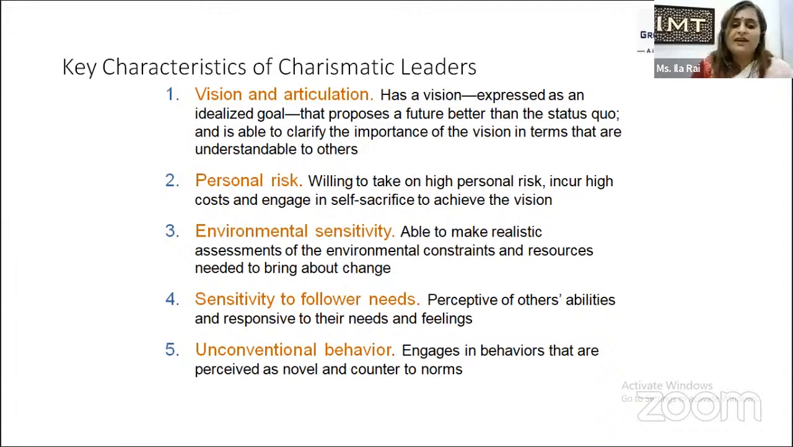They know what the environmental constraints are. They know the requirement of resources needed to bring the change, and they are ready to bring those assessments into action. They are also very sensitive to followers. They know who their followers are. They understand what their followers want, and they understand their feelings and needs. So they are very responsive towards that. And they exhibit very unconventional behaviors. They break the norms and exhibit behaviors which are not normal for other people. So they exhibit different types of behavior.